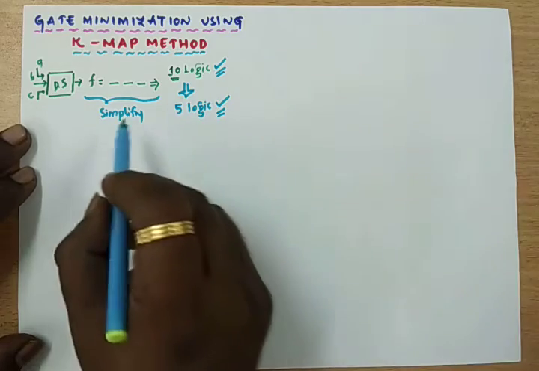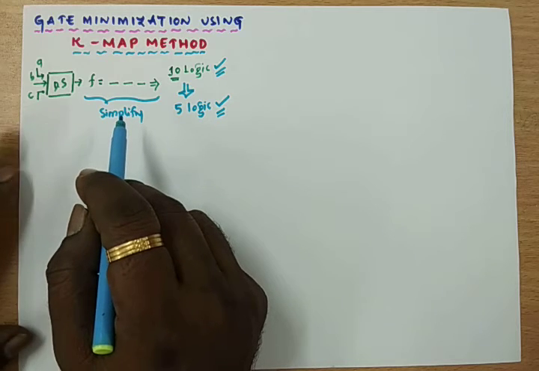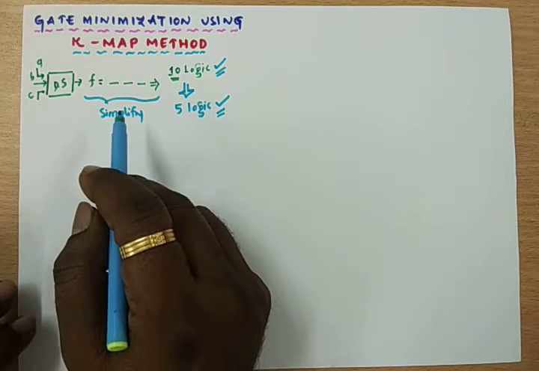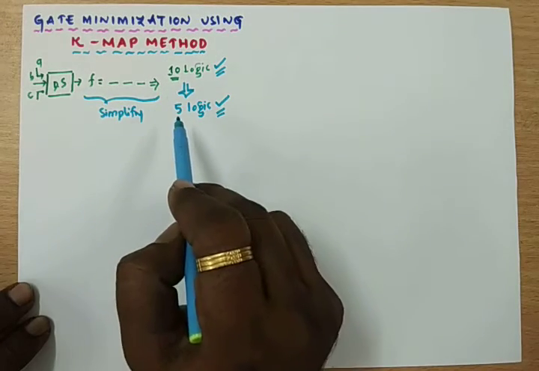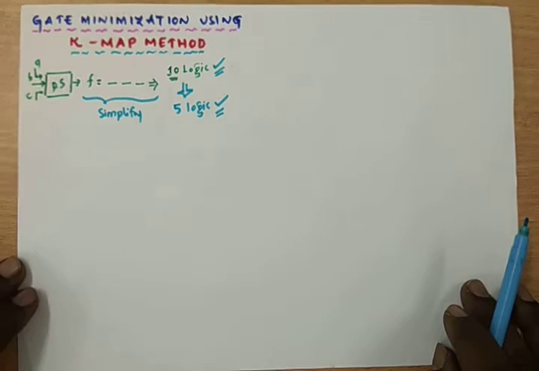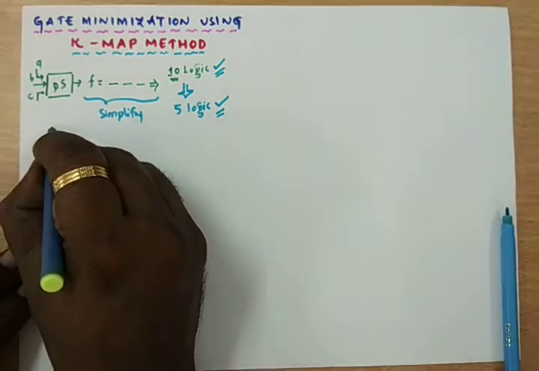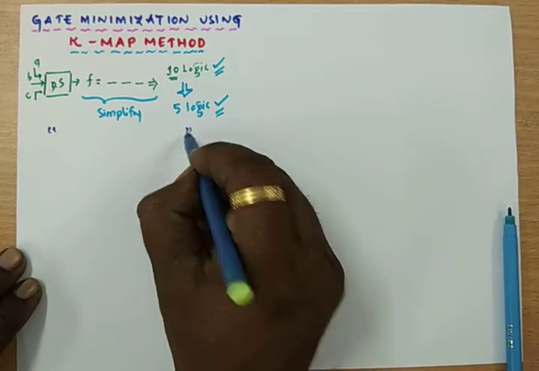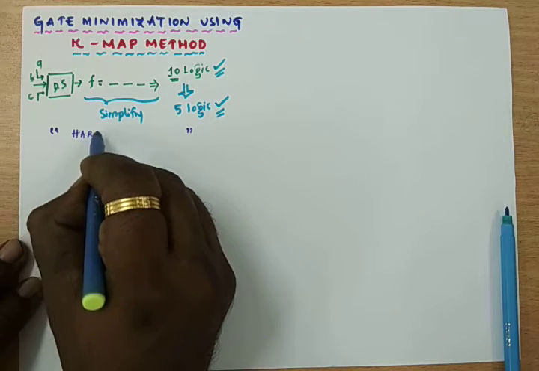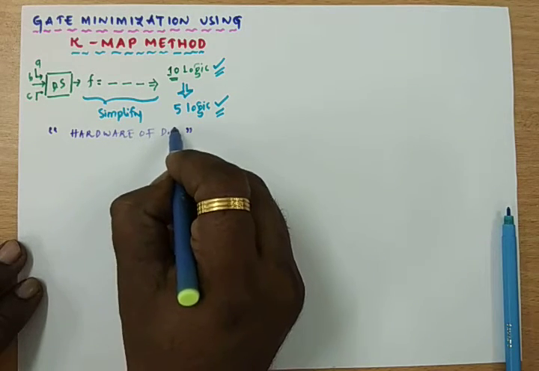That means the simplification is allowing us to make use of less hardware, fewer logic gates. If we are using fewer logic gates to realize one particular Boolean function, indirectly we are reducing the hardware of the digital system. By simplifying the Boolean expression, we are indirectly reducing the hardware of a digital system. Hardware is nothing but the number of logic gates.